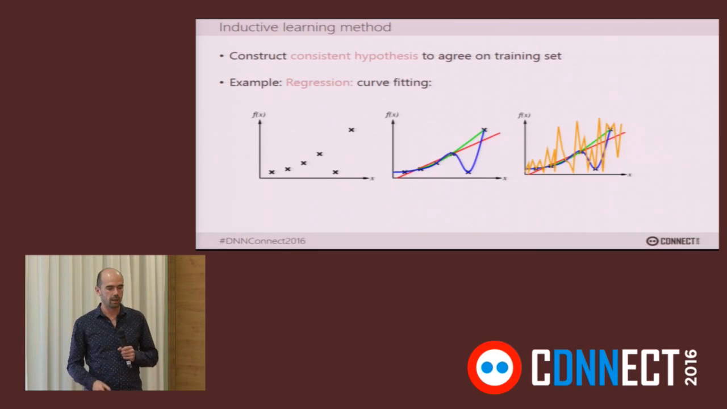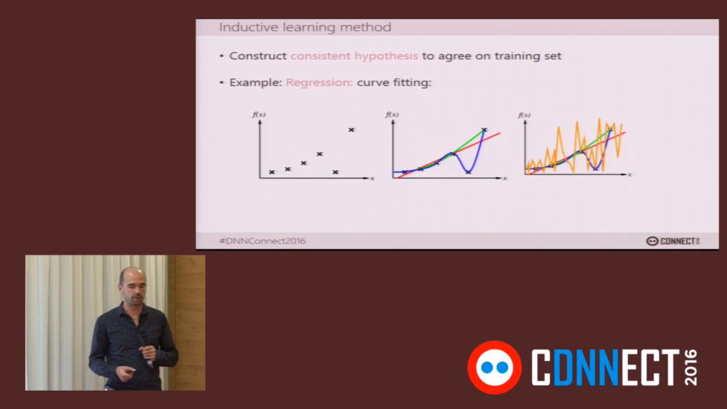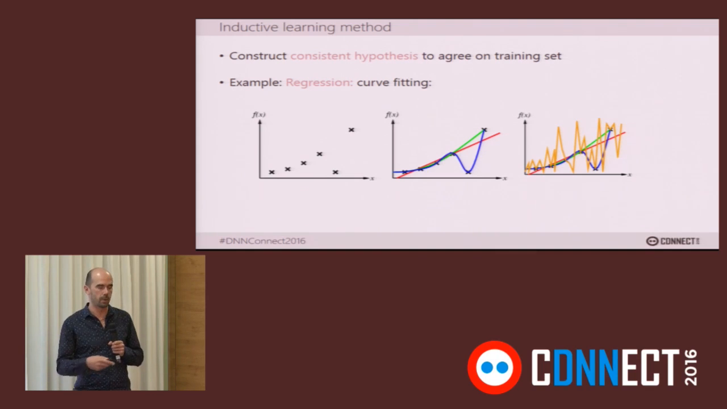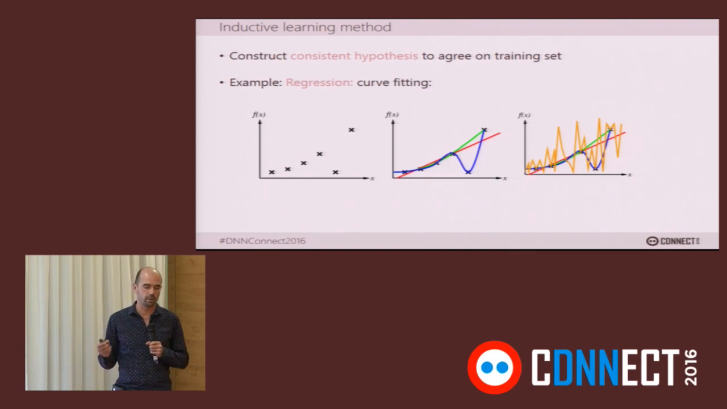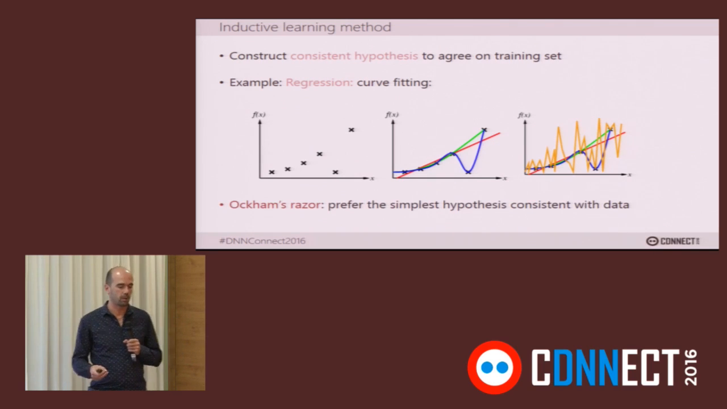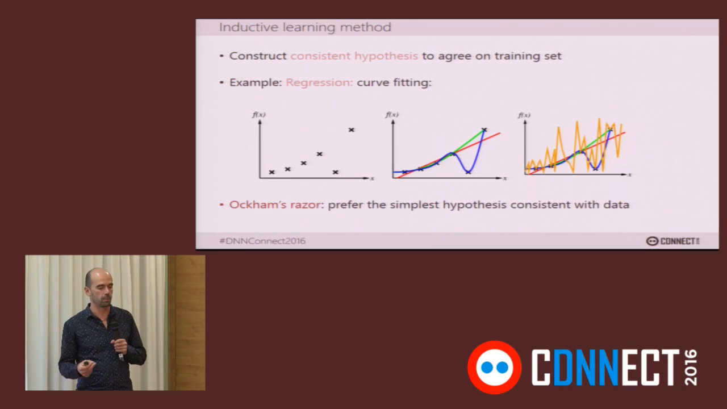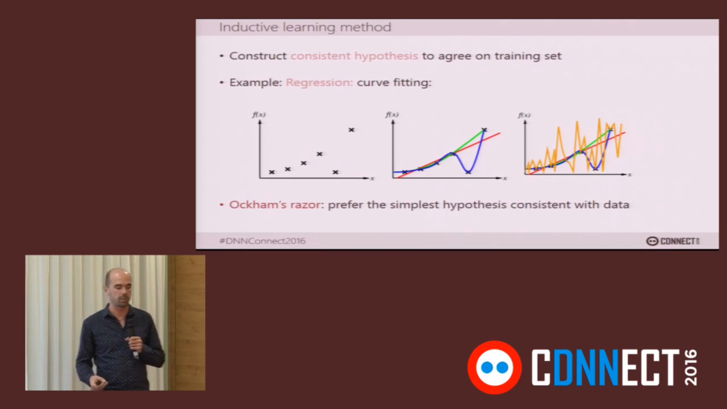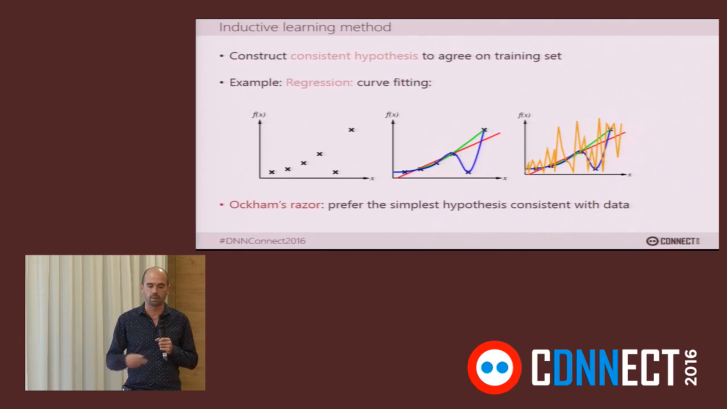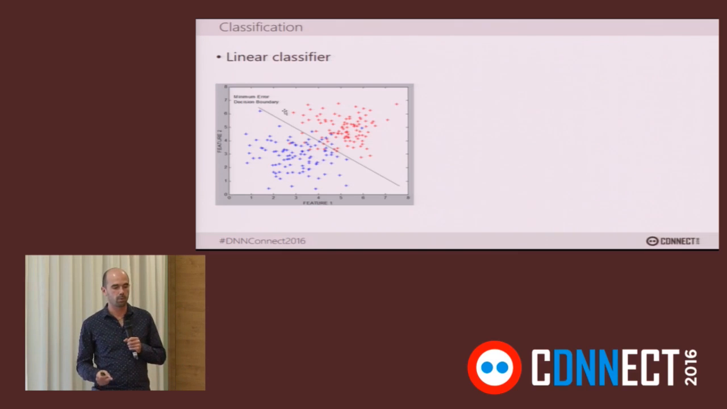Inductive learning, learning by examples, is the art of constructing consistent hypotheses that agree on a training set. One example is regression, where you try to fit a curve on points that you have. And there's a general principle, which is Occam's razor, which is to prefer the simplest hypothesis consistent with the data. And there are a lot of small things in the algorithms that we're going to see that are related to that principle.